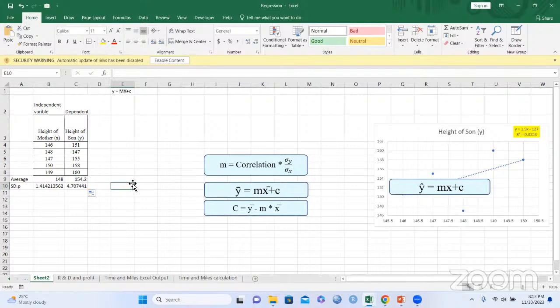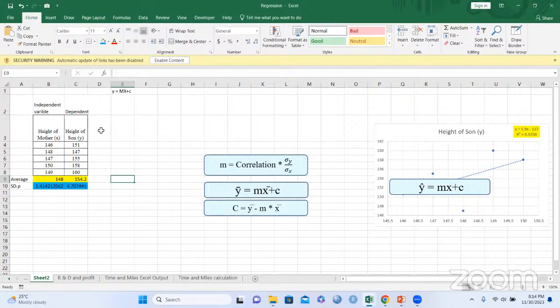So now I've got X bar and Y bar, these two are the means, and this is the standard deviation of X and standard deviation of Y. Now I've got these values. To find out the slope, we should have the correlation and the standard deviation of both the variables. For that, how can you find out correlation?